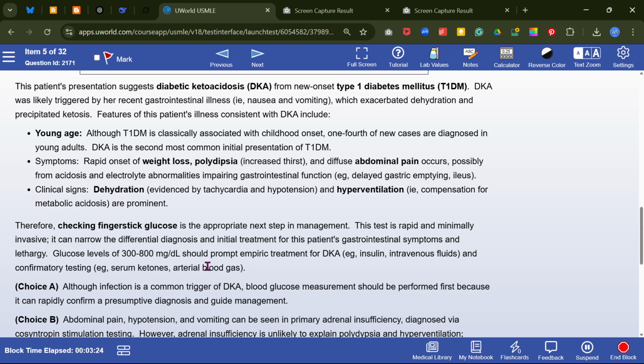Therefore, checking fingerstick glucose is the most appropriate next step in management. This test is rapid and minimally invasive. It can narrow the differential diagnosis and guide initial treatment for GI symptoms and lethargy. Glucose levels of 300 to 800 mg/dL should prompt empiric treatment for DKA and confirmatory testing with serum ketones and ABG. Okay.